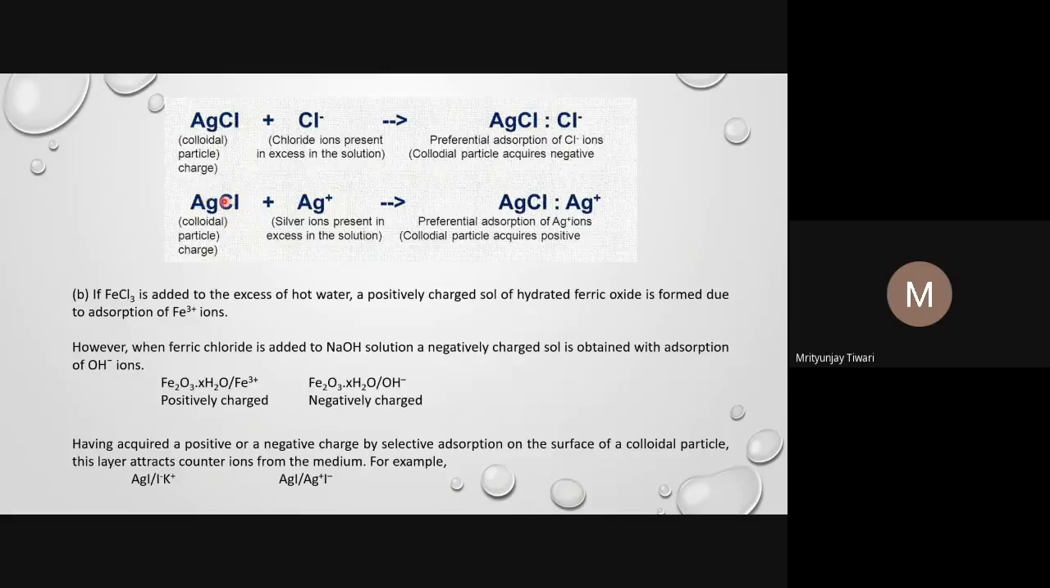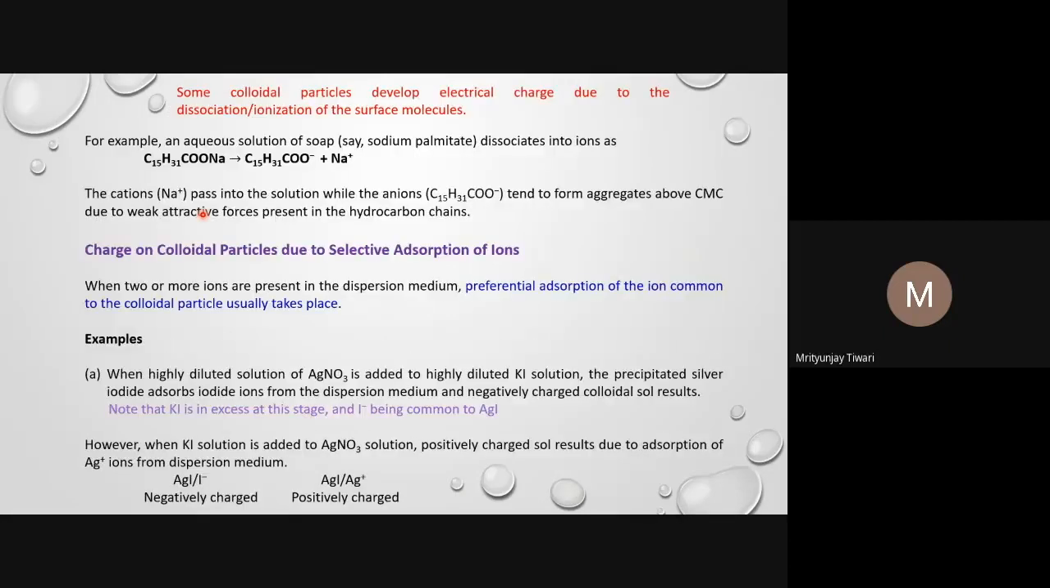It will absorb only those ions which are common to the colloidal particles, Ag+ ions. That is why, as in the previous case, here we do not see the adsorption of K+. K+ is not adsorbed, or the nitrate ion NO3- is not adsorbed to form negatively charged colloidal particles, or potassium ion is not adsorbed to form positively charged colloidal particles. Only ions which are common to the colloidal particles are adsorbed.